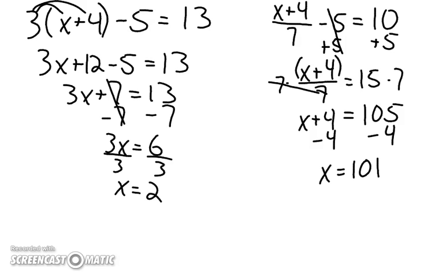Okay, on we go to the third type of equation that we're going to look at here, which is when we have variables on both sides of the equation. So we have 2x plus 7 equals 4x minus 5. Now what we have to remember here is that x's and constants don't like each other.